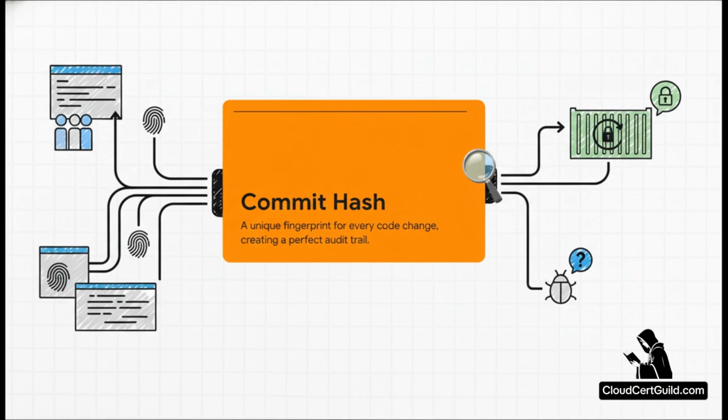Now, why do we do this? Well, it creates a perfect, unbroken audit trail. If something ever breaks out in the real world, we can look at the running container, find its tag, and trace it all the way back to the exact line of code that caused the problem. So remember this. In this world, traceability is everything.